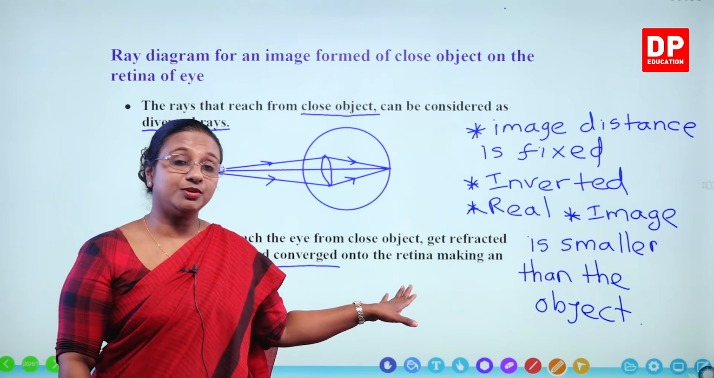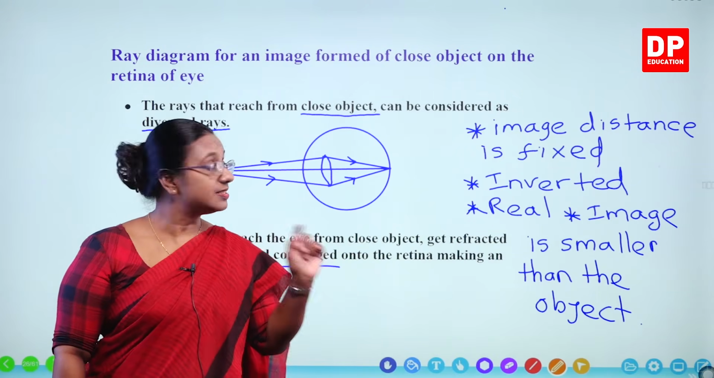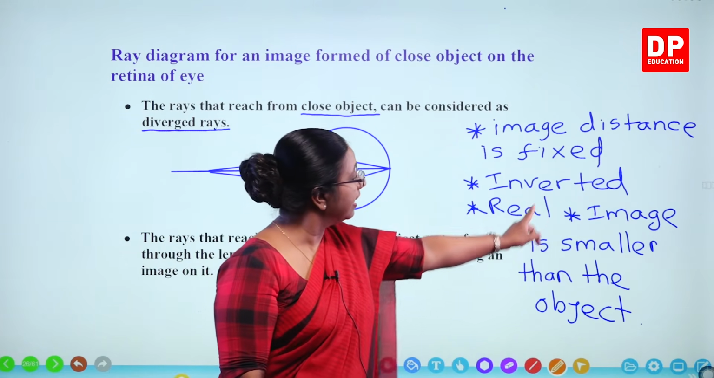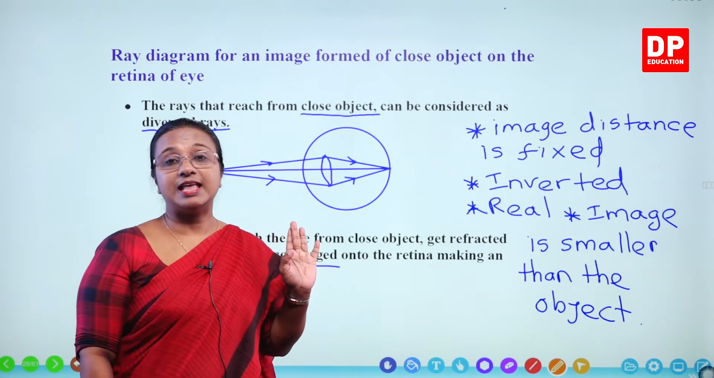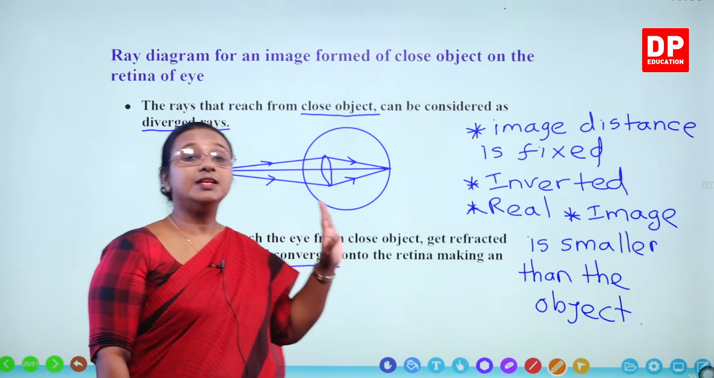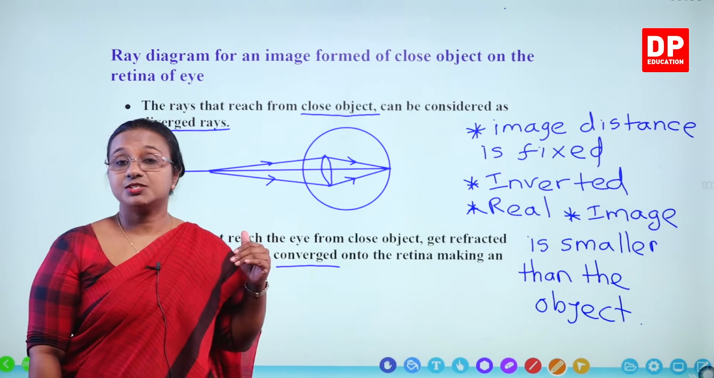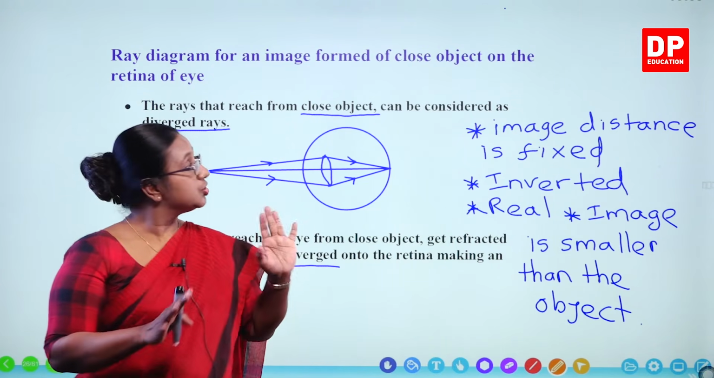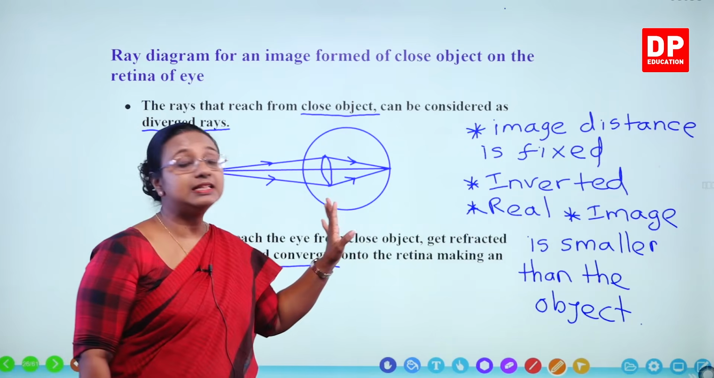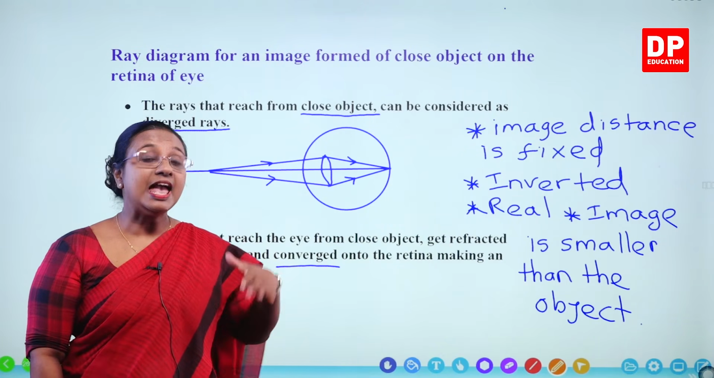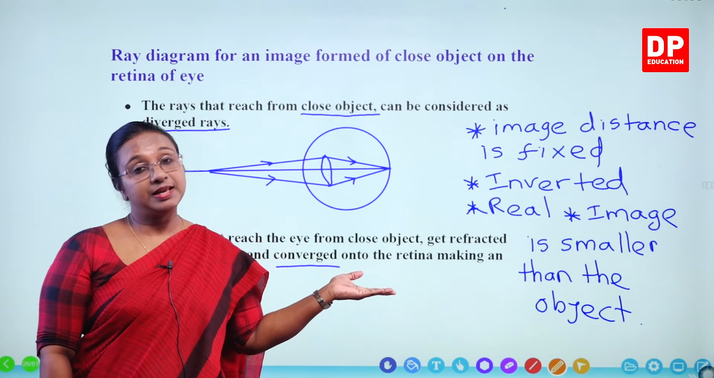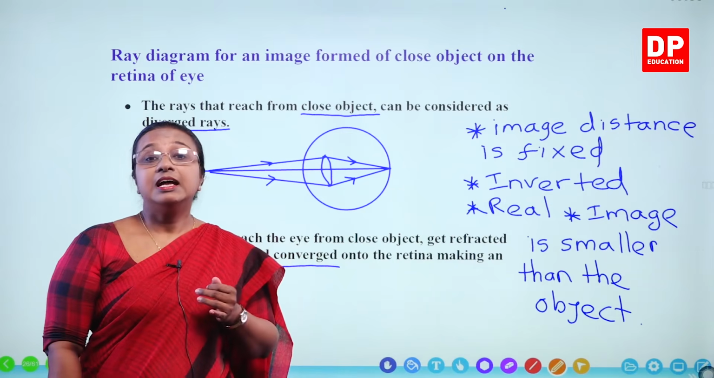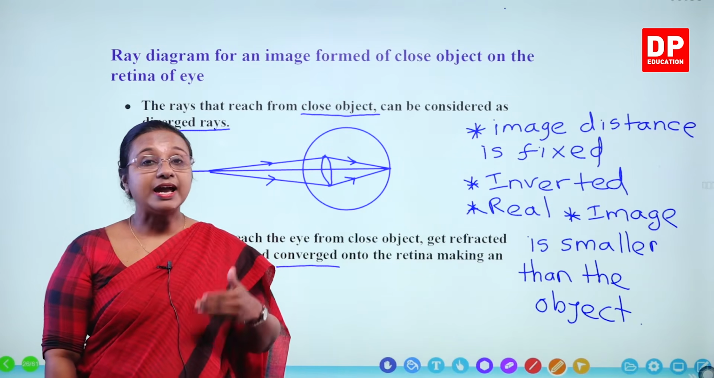So these are the things that you have to remember, students. The image distance is fixed. It is an inverted image. It's a real image because it forms on the retina, and the image is usually smaller than the object. So that is common irrespective of the distance of the object. It can be a far object or it can be a close object. So with that, I have completed the discussion on the structure of the eye and how images form inside the eye. After this, we will be discussing the disorders of the eye.